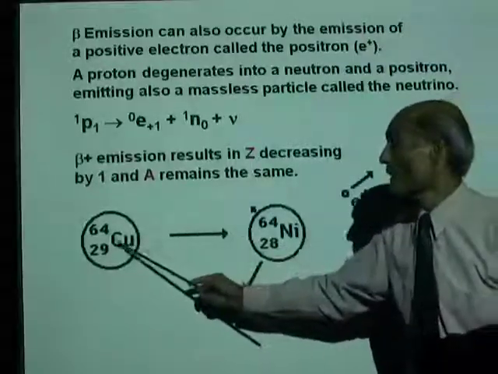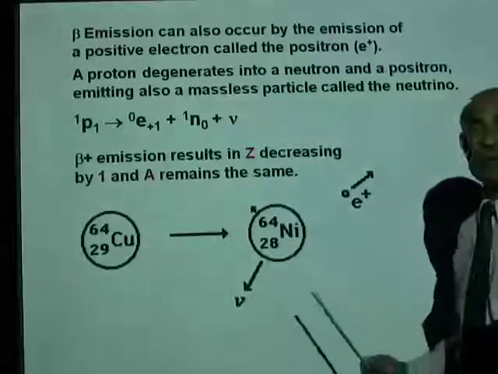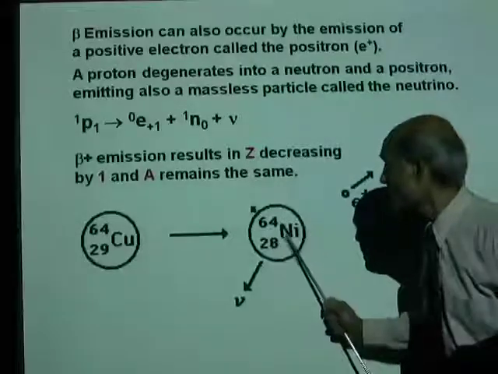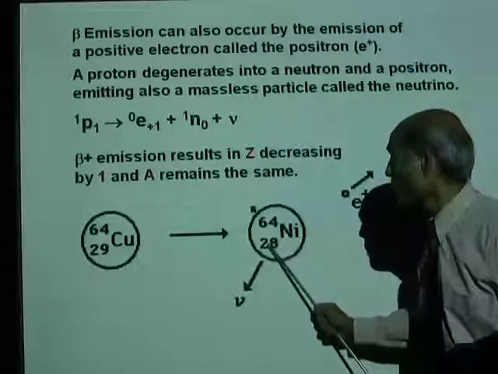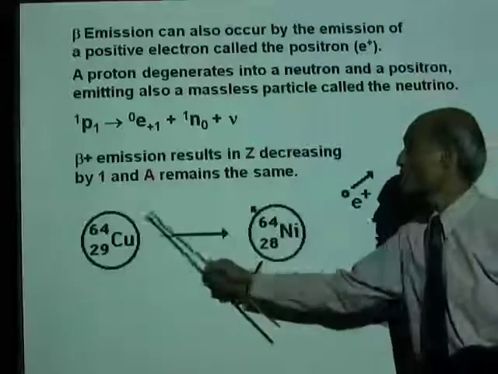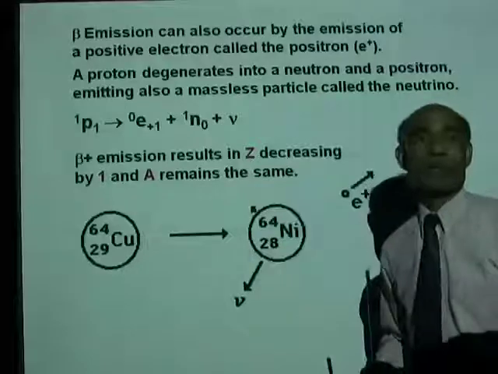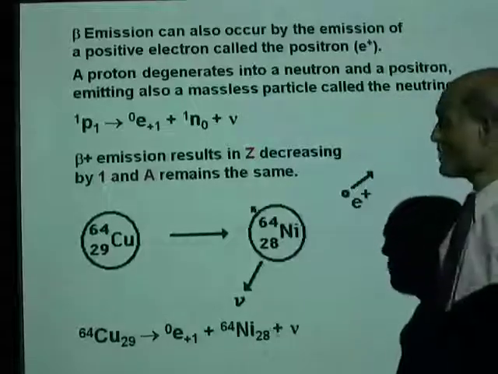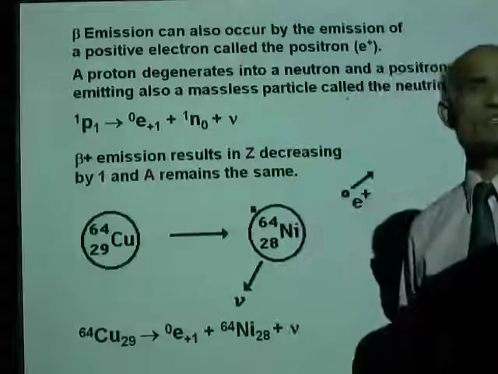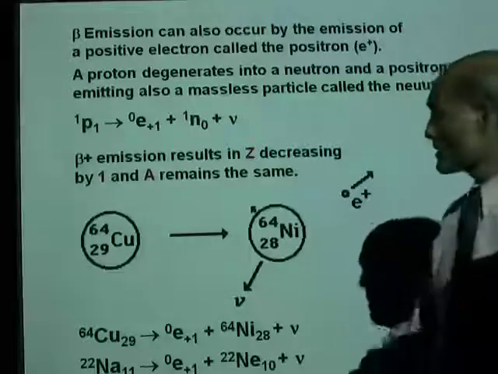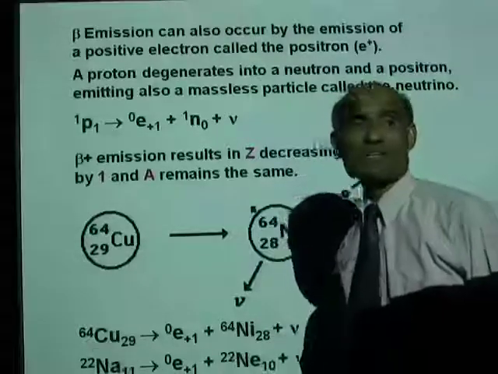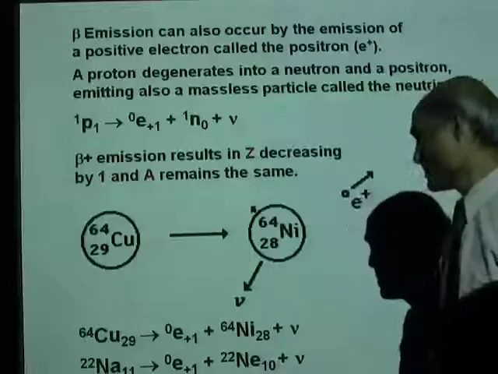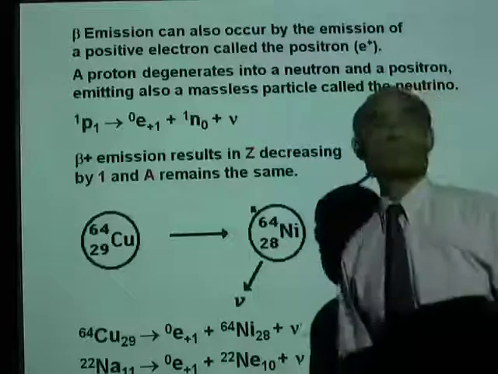An example is copper, atomic number 29, mass number 64, emits a positron, a positive beta, leaving behind the nucleus of nickel of atomic number 28, one less than copper, and the same mass number. And in the process, you also have a neutrino emitted in that nuclear reaction. And we can represent that by this nuclear equation. I'm sure you are now familiar with how to write these nuclear equations. Another example is sodium of atomic number 11 and mass number 22 emits a positive beta, becomes a nucleus of neon of atomic number 10 and mass number 22.